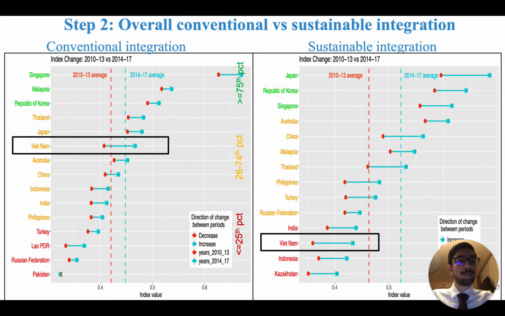We then move to step 2, examining conventional versus sustainable integration for Vietnam. The results are based on the comprehensive version of DigiSRII. While Vietnam is an average performer in conventional regional integration, it is among the least integrated from a sustainable perspective. This suggests that considerations for sustainable development have not kept pace with Vietnam's regional integration objectives. Nonetheless, it performs well in terms of progress over time, both in conventional and sustainable integration.